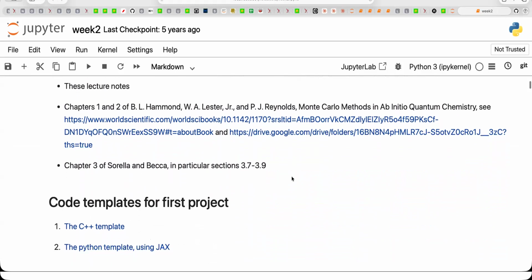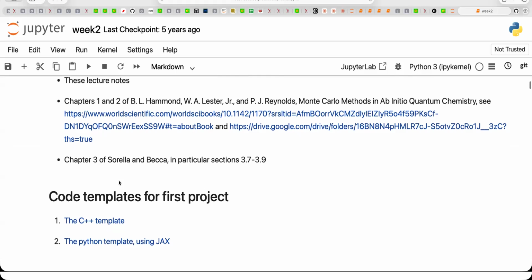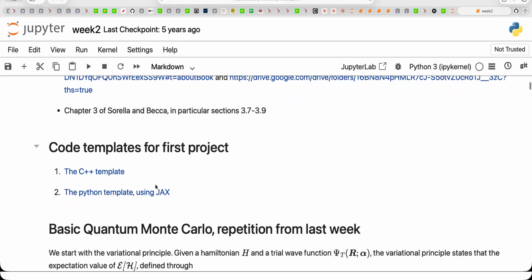Then we have the textbook of Sandro Sorella, who, unfortunately, passed away some years ago. He was a good friend, actually. And he is one who has developed many of these more advanced Monte Carlo algorithms, like the stochastic reconfiguration. There is a template in C++, which I invite you to look at. And then there is also a Python template.